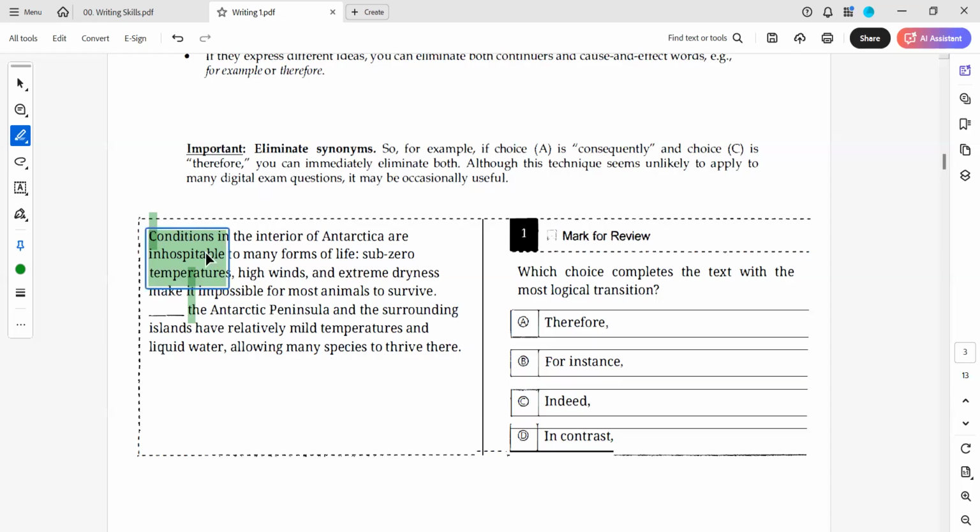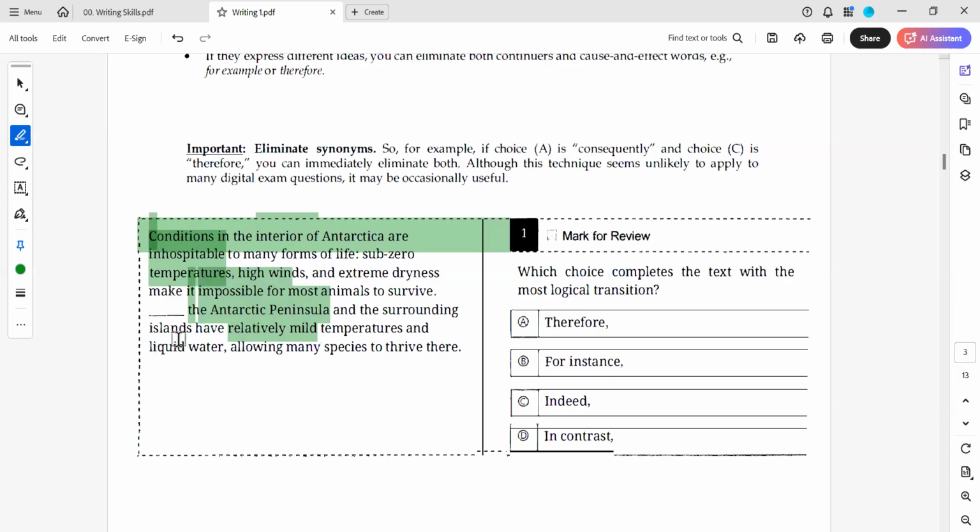Okay, the first sentence here, what are they talking about? They're talking about the conditions of Antarctica. What should we know about these conditions? That they're inhospitable and their temperatures. Perfect. Let's check what we have here in the following sentence. Are they still talking about the same place or another place? Here, the interior of Antarctica. Here we have Antarctic Peninsula and surrounding islands.